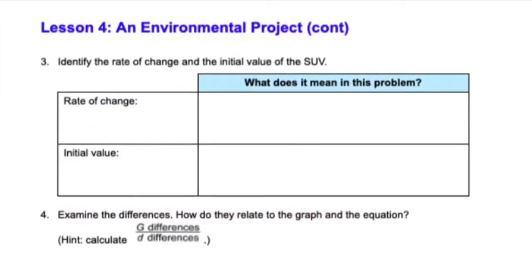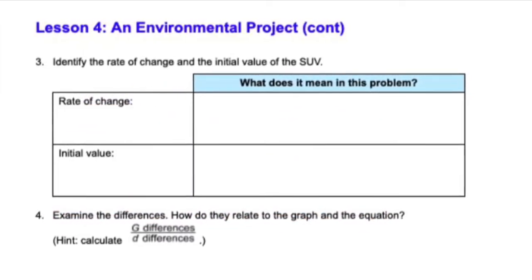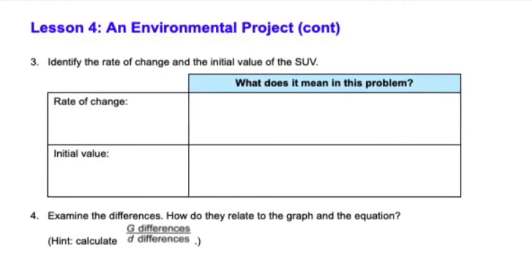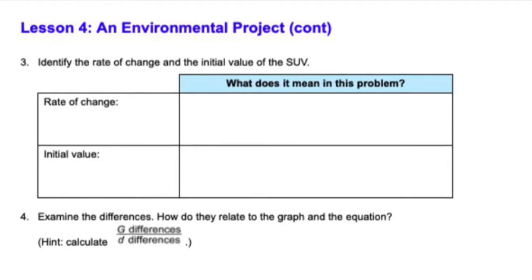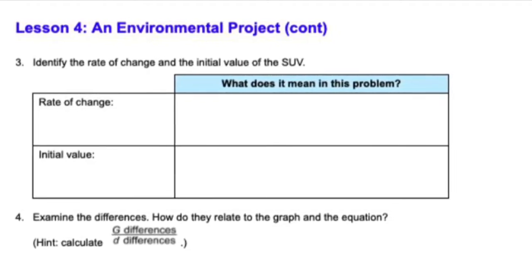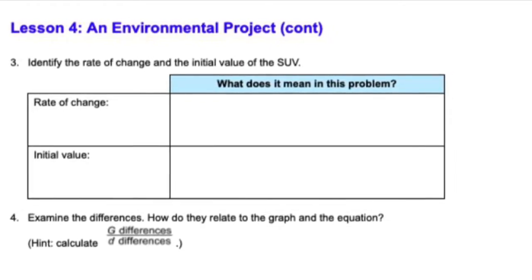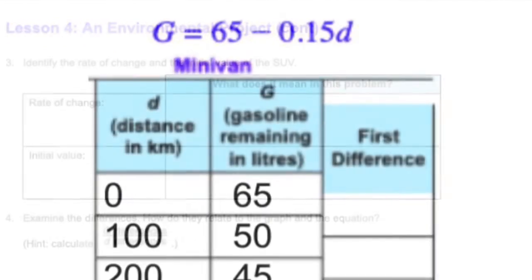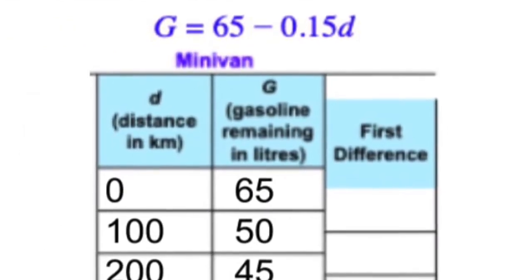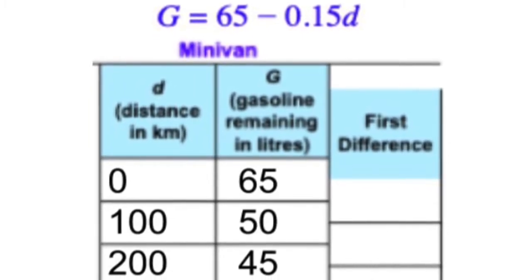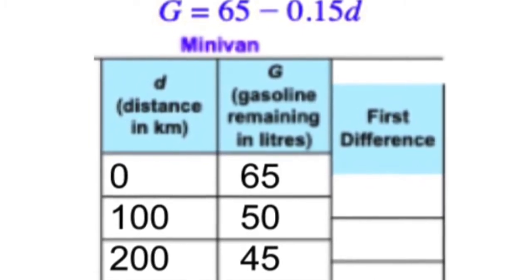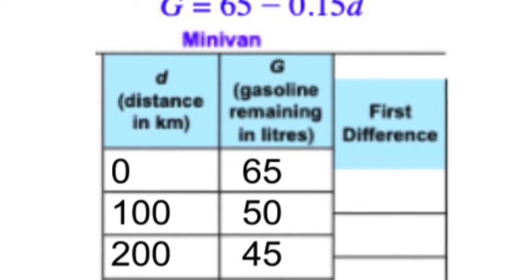So we're doing lesson 4, I said. This is the second page of lesson 4. But before we do that, what I want to do is check our homework from last night. Our homework from yesterday was to make a table of values for the minivan. So here I've made a table of values for the minivan. I know it started at 65 and it dropped 0.15 every D, and the table of values ends up looking like this.